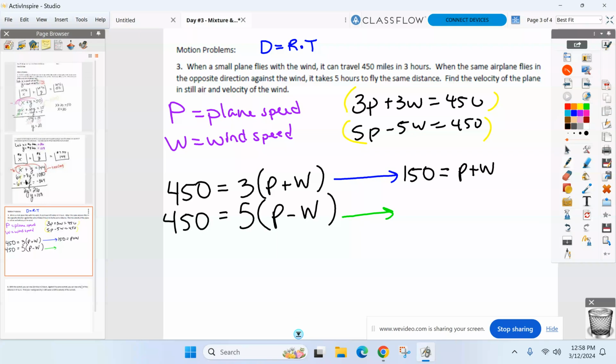Now what am I looking at? Is that 90? 90 equals? It's not 50. It's 90. 90 equals P minus W. Why do I suggest doing this? Now look at what we have. What cancels now? See you later. The W's are gone. Whoa.